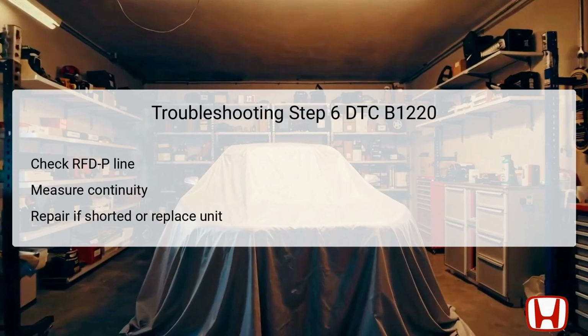If continuity is found, then this indicates a short in the RFDP wire that should be repaired to restore electrical functionality. If no continuity is detected, the climate control unit may need replacing, as it could be defective and responsible for the malfunction indicated by DTC B1220.